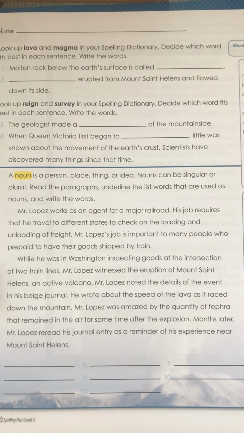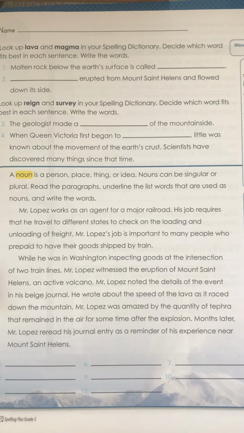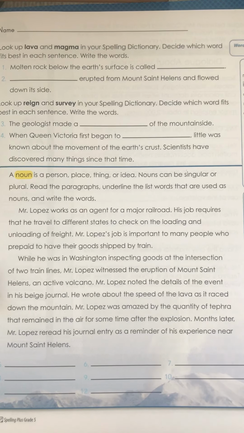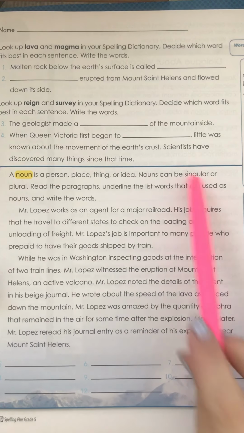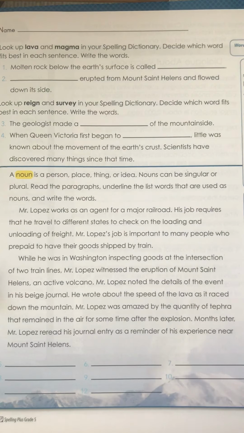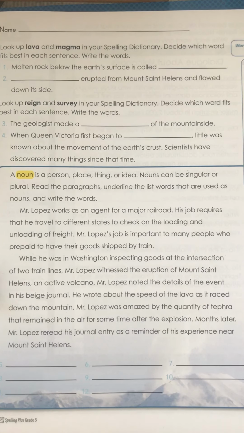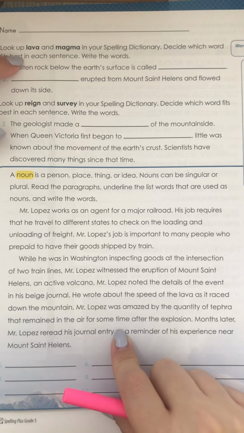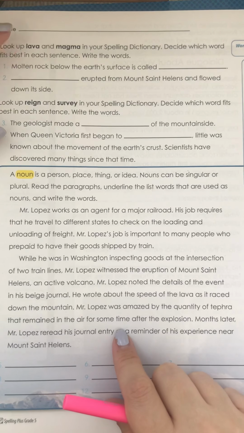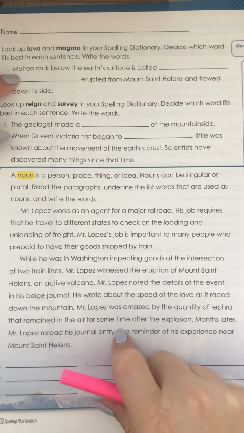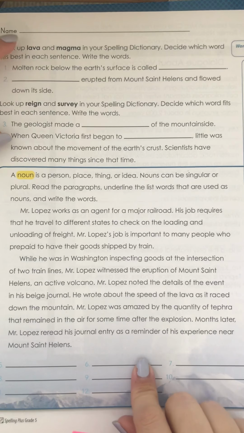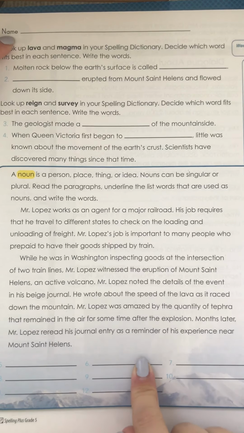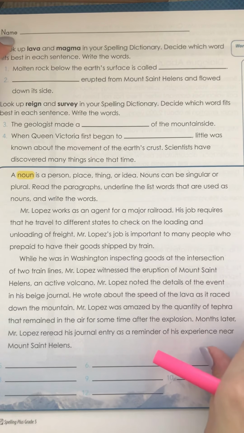And here is your spelling exercise for Wednesday, September 2nd. So today we're going to use our content words, but we're also going to learn about nouns. On the top, we will be using a few of our pattern words. So it says, look up lava and magma in your spelling dictionary. Decide which word fits best in each sentence. Write the words. Definitely look up your words in the back of the book in the spelling dictionary. I know sometimes we're tempted to just try and figure out what they mean without looking them up, but I promise you will have a much easier time completing your work if you use the glossary in the back first.